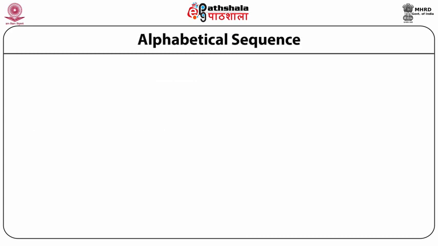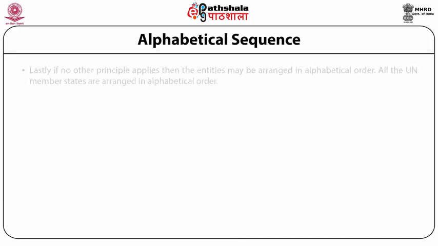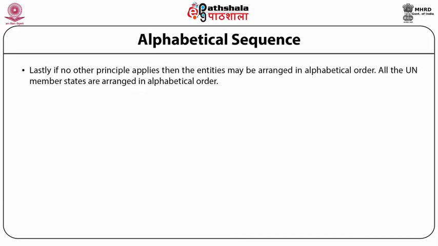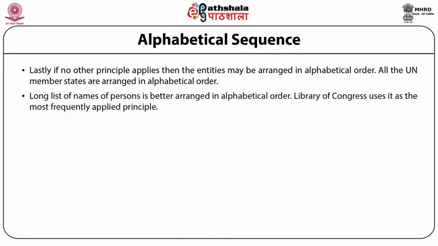Alphabetical sequence. Paradoxically, it is a sequence with which the librarians are identified, rightly or wrongly. Ranganathan says, lastly, if no other principle applies for arrangement of entities in an array, then the entities may be arranged in alphabetical order. All the United Nations member states are arranged in alphabetical order for political reasons. Long list of names of persons is better arranged in alphabetical order. Library of Congress uses it as the most frequently applied principle, mostly for hospitality.